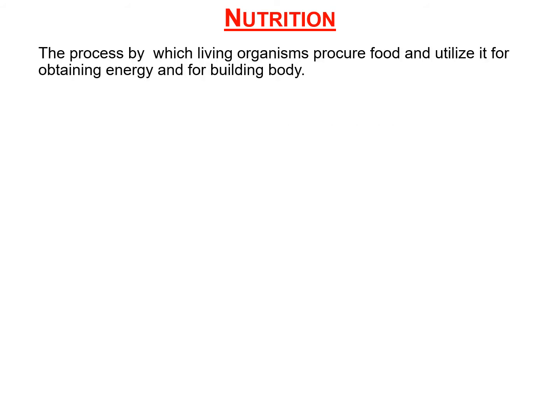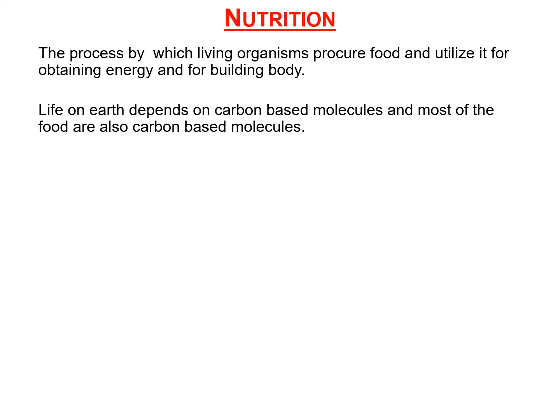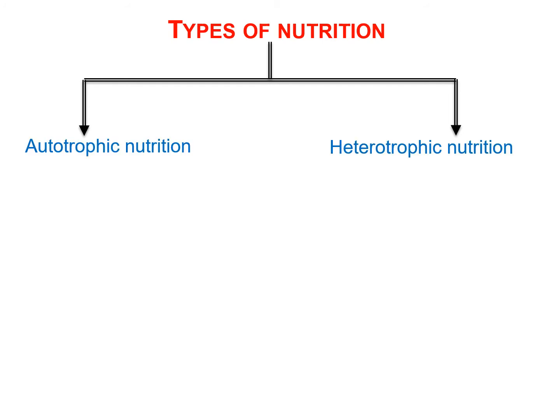Nutrition. The process by which living organisms procure food and utilize it for obtaining energy and for building the body is called nutrition. Life on Earth depends on carbon-based molecules, and most of the food source is made up of carbon. Let's now understand the different types of nutrition. We have autotrophic nutrition and heterotrophic nutrition. Autotrophic means self-made. Hetero means different.